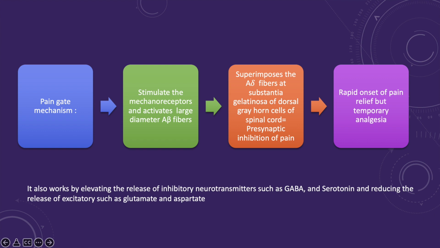It also produces the pain relief by elevating the release of inhibitory neurotransmitters like GABA and serotonin, as well as reducing the release of excitatory neurotransmitters, which can further increase the pain. So that is also another mechanism of the high TENS.